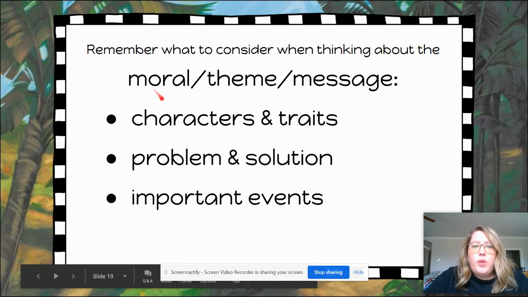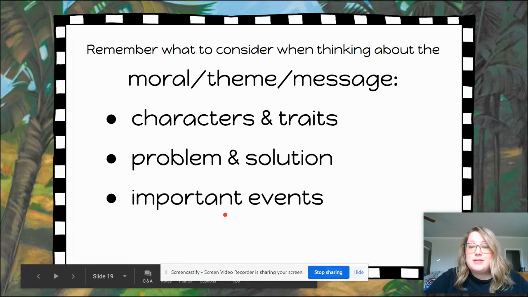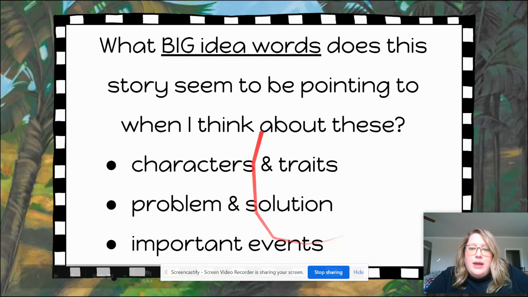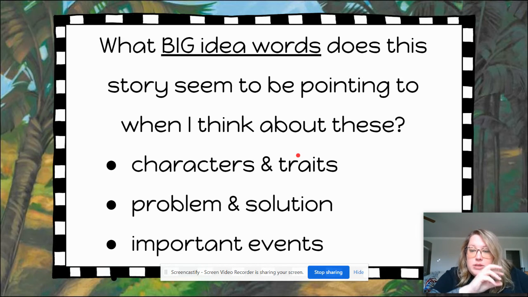And so when we are trying to come up with the theme and the message and the moral of the story, we are going to think of the character traits, the problem and the solution, and we're going to think of those important events as well. And so we're going to put all these things together to help us develop that theme sentence. So again, we're going to think of just the big words first, those key big words to help us make our whole theme sentence.